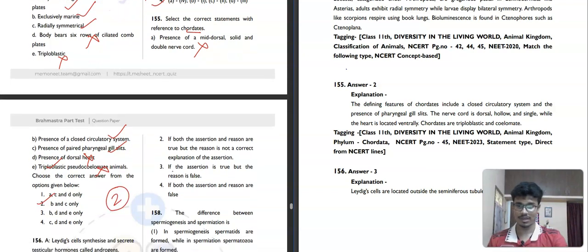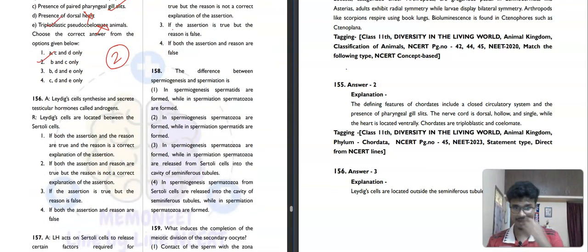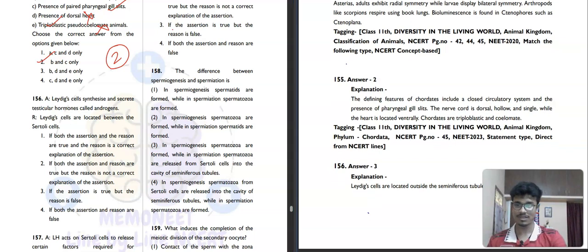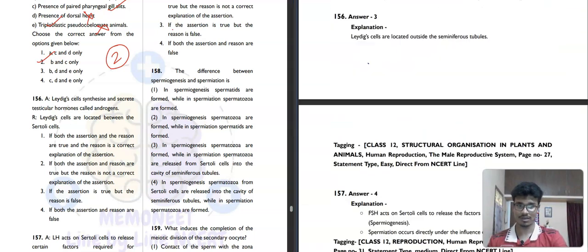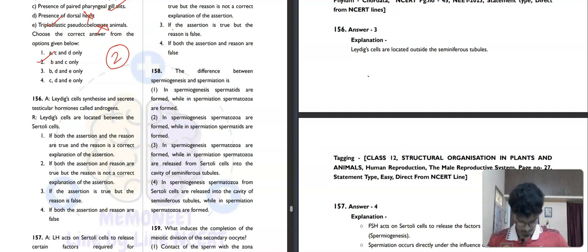Second option. Next question. Assertion: a Leydig cell synthesizes and secretes the testicular hormone called androgen. Correct. And the reason says Leydig cells are located between the Sertoli cells. Leydig cells are located outside the seminiferous tubule, so this is not correct. So the assertion is true, but the reason is false.